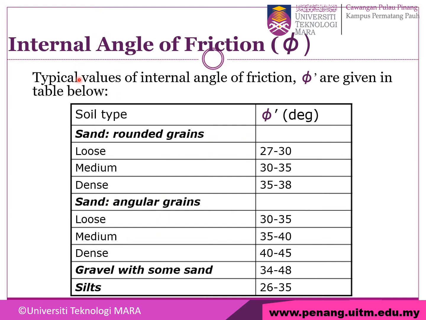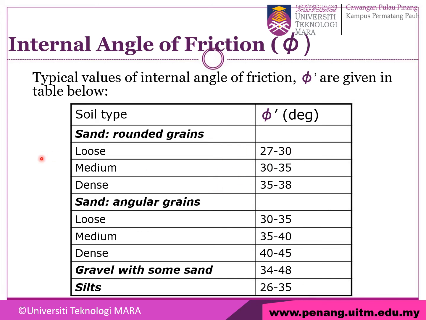This one is the typical values of the angle of friction, or internal angle of friction. Look at this table: soil type and angle of friction in degrees. Sand for loose, medium, dense, with the reference for the angle of friction, and this one for angular grain. Gravel with some sand has an angle of friction between 34 and 48. For silt, the value is between 26 and 35. The higher the angle of friction, the more strength the soil has.